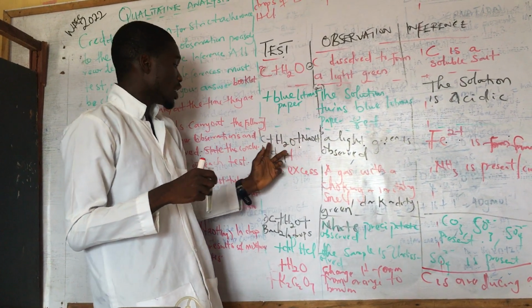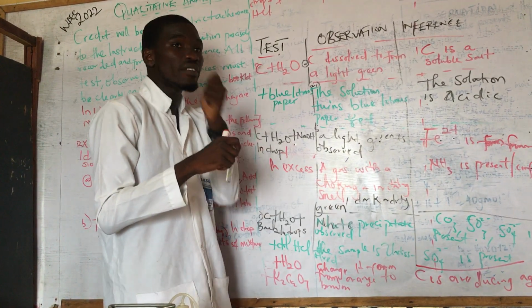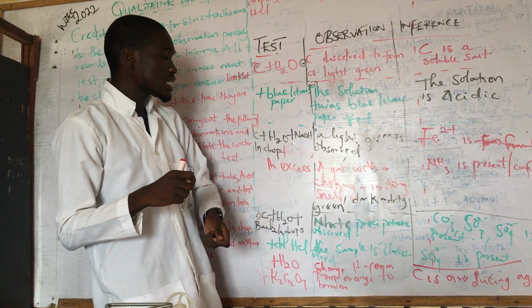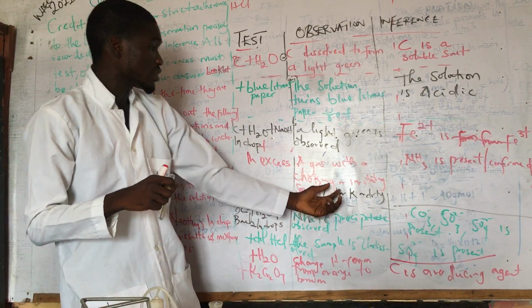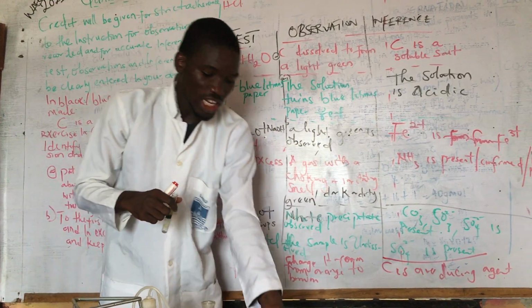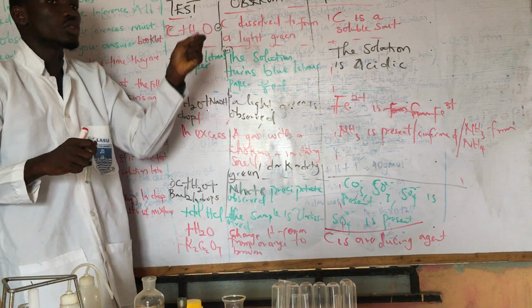Please take note, that is your sample C plus water plus sodium hydroxide in excess. In drops we have a light green, but in excess, you have a choking or irritating smell. On testing it, we have either dark or dirty green. That's the color. So on testing it on litmus paper, it changes the litmus paper from blue to red.